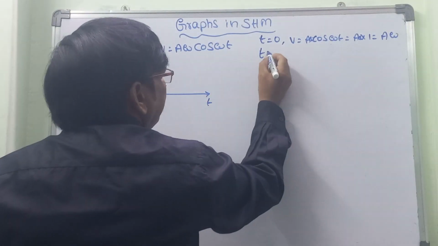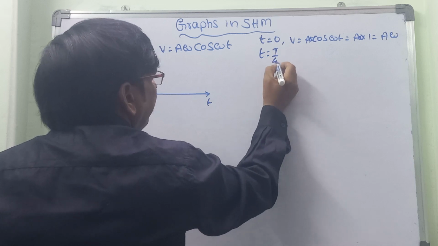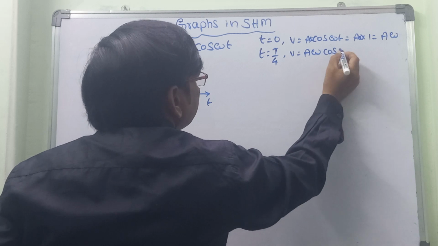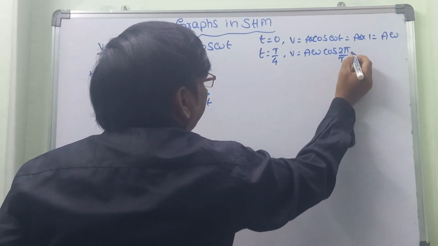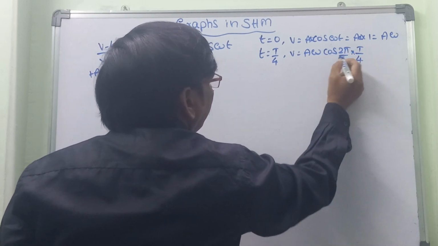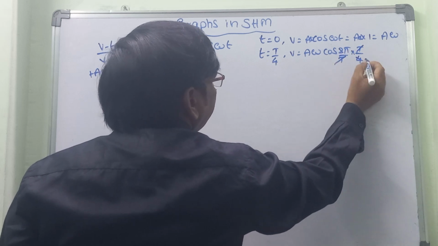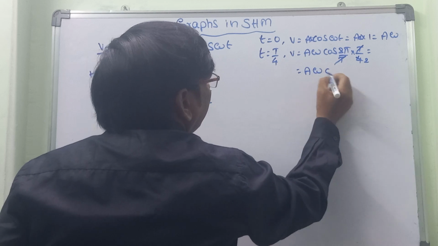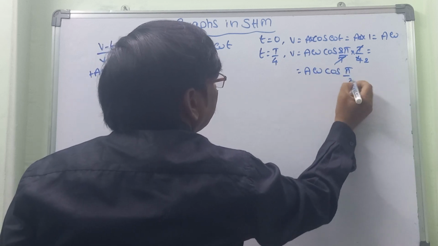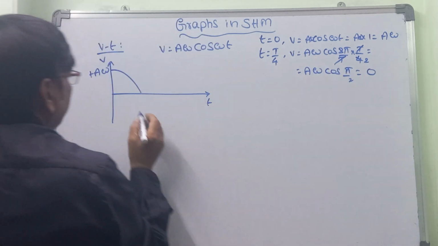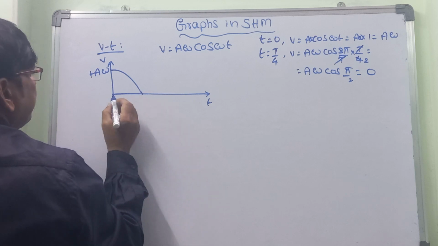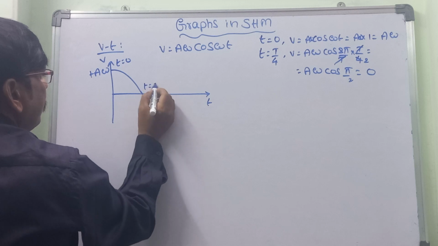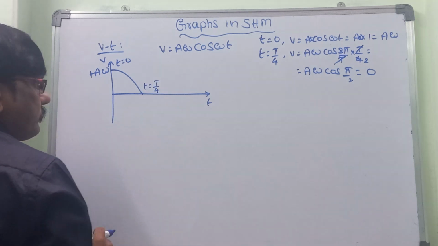Next we can take t = T/4, then v = aω cos(2π/T × T/4). T gets cancelled, 2 gets cancelled, that is equal to aω cos(π/2). So this becomes 0. So here it is 0, at t = T/4.